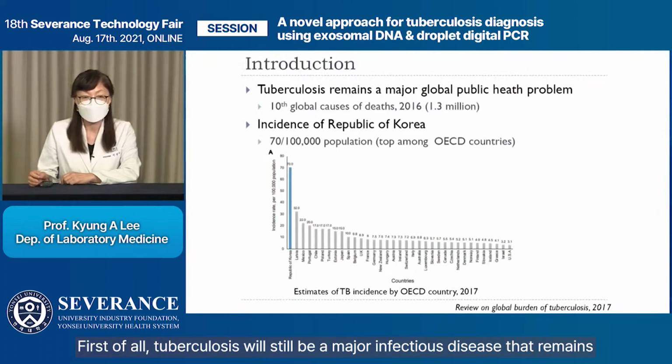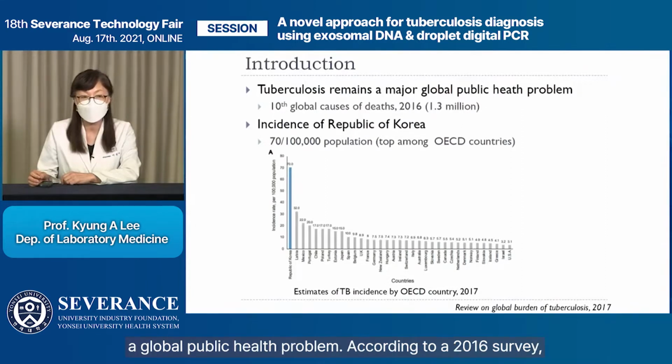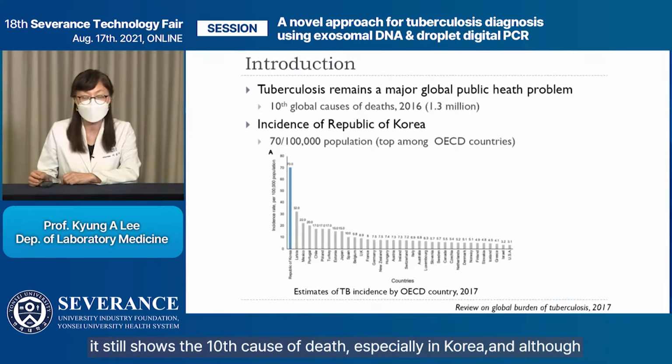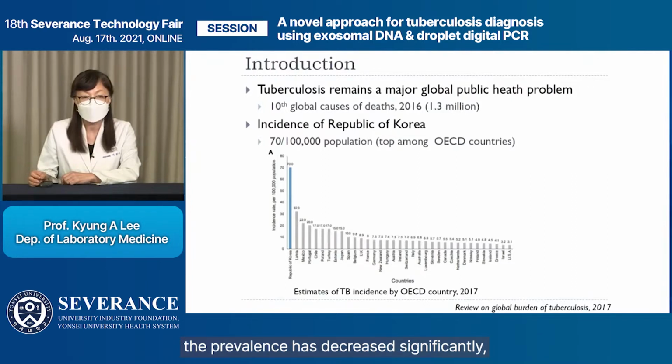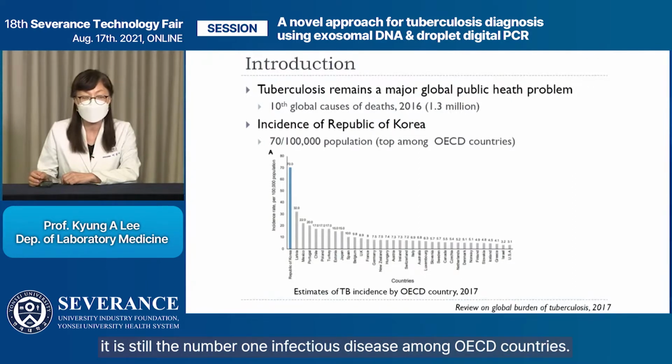First of all, tuberculosis is still a major infectious disease and remains a global public health problem. According to a 2016 survey, it still ranks as the 10th cause of death. Especially in Korea, although the prevalence has decreased significantly, it is still the number one infectious disease among OECD countries.